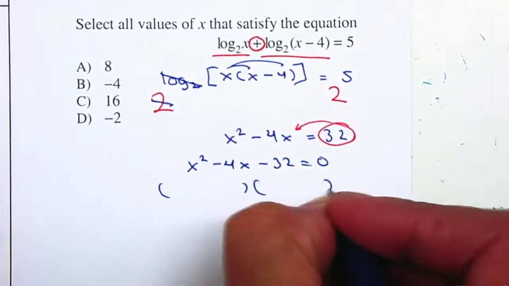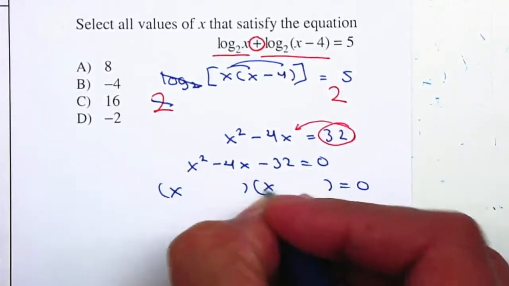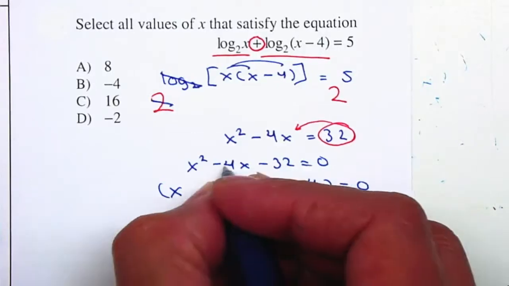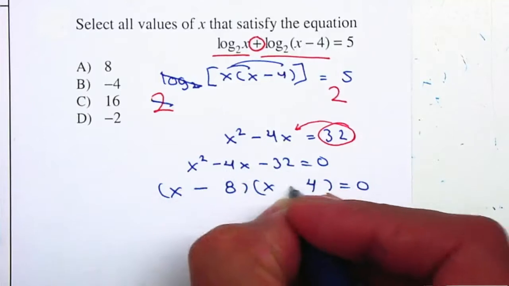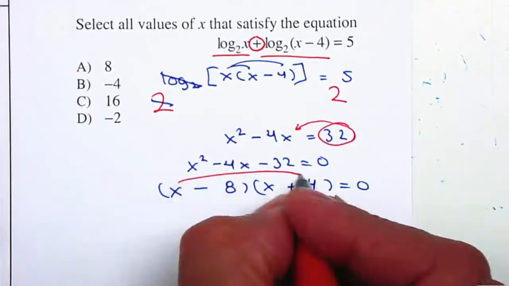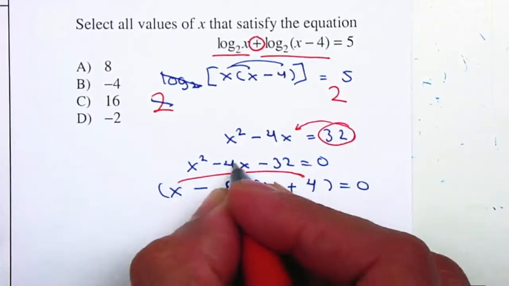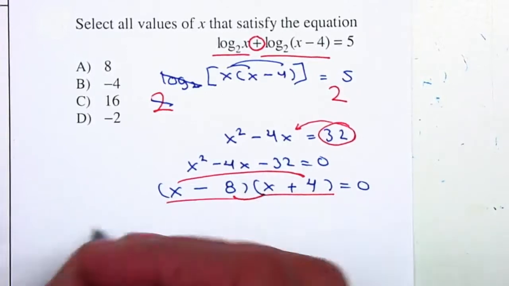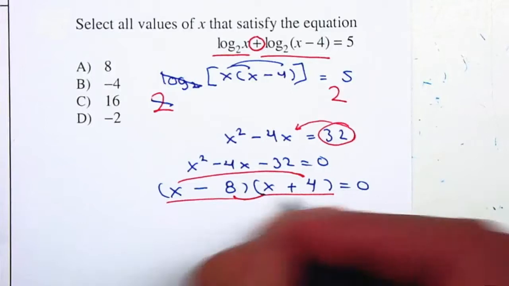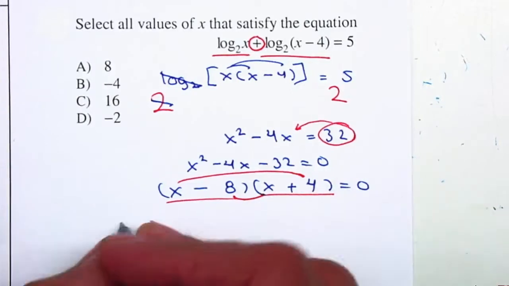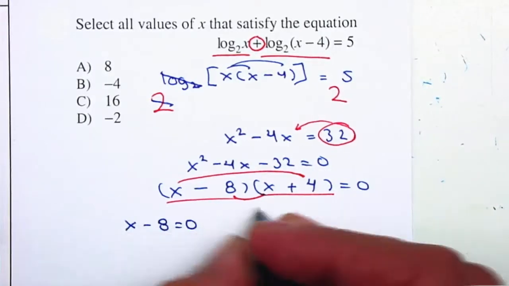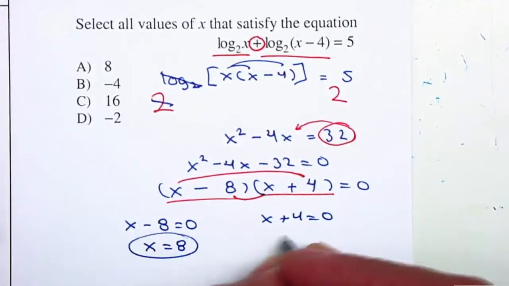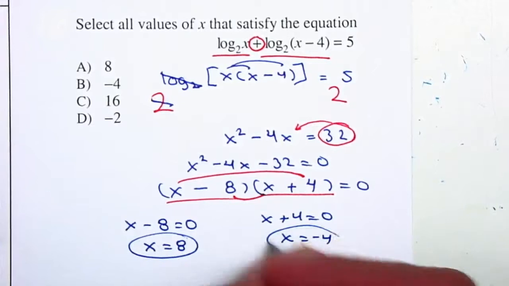Double parenthesis. Factors of x squared are x and x, and factors of 32 are 8 and 4. One negative, one positive, and they need to add to negative 4, so it'll be negative 8 and positive 4. That will give me a positive 4x, and negative 8x gives me a negative 4x. And since they're multiplying, I'm going to use my zero product property. I know that at least one of them has to be equal to 0 in order for this to be true. So x minus 8 equal to 0, or x plus 4 equal to 0. So therefore x is equal to 8, or x is equal to negative 4.